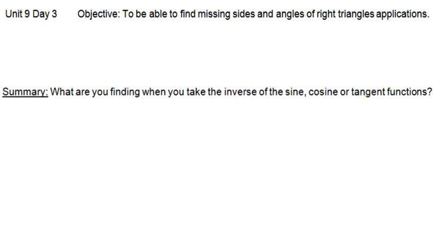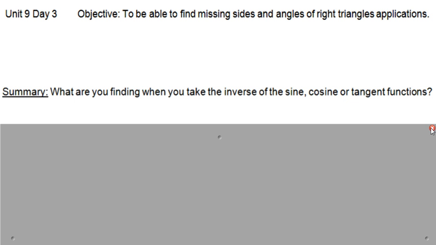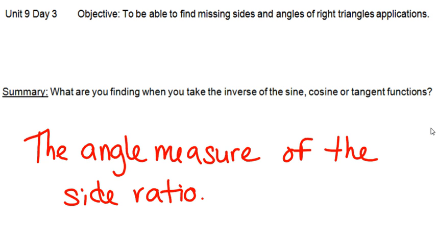So in summary, we know how to find missing sides and angles for our triangles utilizing things like the Pythagorean theorem, sine, cosine, and tangent. Sometimes special triangle pairs show up, like your 30-60-90s and 45-45-90s. We also noticed that we can find angles. What are you finding when you take the inverse of the sine, cosine, and tangent function? By taking the inverse of those functions, you're actually finding the angle measurements for the side ratios that are given. That's very important to help us find some missing angles, especially when nothing else is given to us except that it's a right triangle, maybe a couple sides, and you have the 90-degree angle.